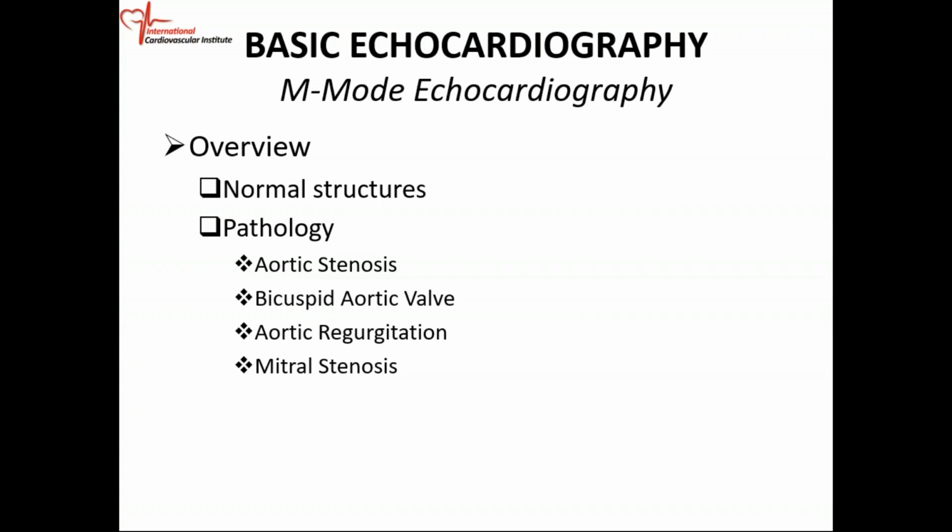can assist you. So classic things on your M mode are aortic stenosis, the bicuspid aortic valve, aortic regurgitation, mitral stenosis. So all exams are going to have this. So again, those of you who are doing exams, you need to know what the classic M mode of these different pathology looks like.